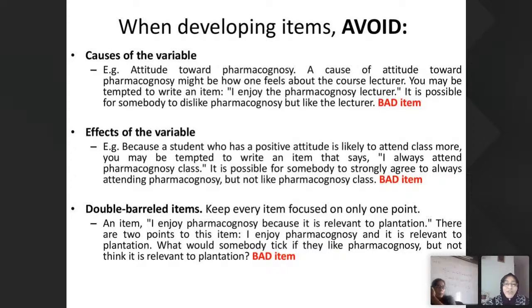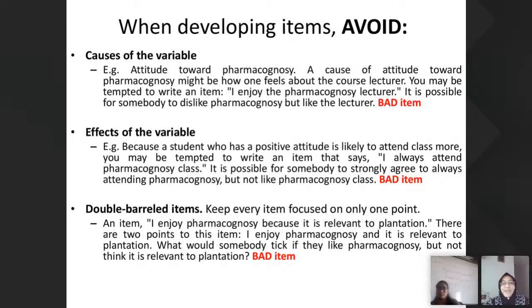Okay, so this is what we consider a bad item. With items, we must be very focused. We have to ensure that every item focuses on only one point. We are creating an instrument, we're creating questionnaires. We have to put ourselves in the mind of the respondent.